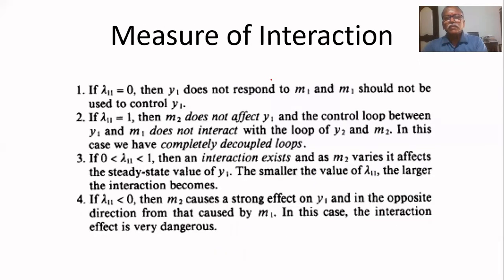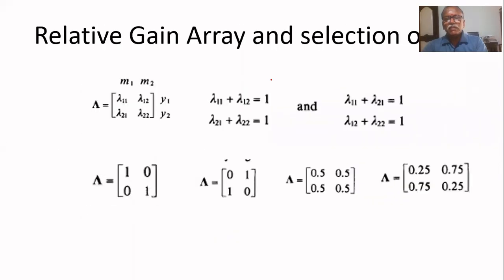Interaction means if one variable affects 2 process variables, then it is called interaction. We have to select the manipulated variable so that the interaction will be minimum. For that, we can use the relative gain array. If this is related with M1 and M2, and this is related with Y1 and Y2, then to control Y1, both M1 as well as M2 have effect on Y1.